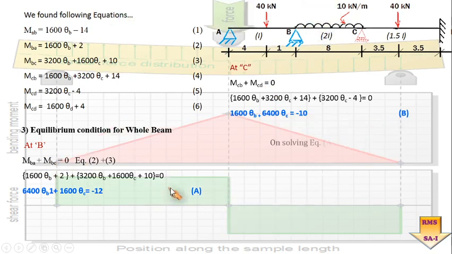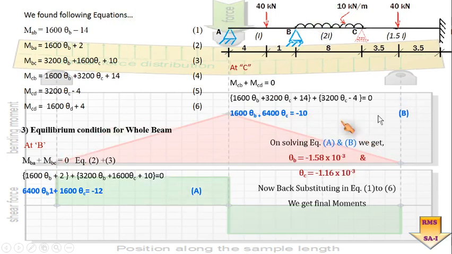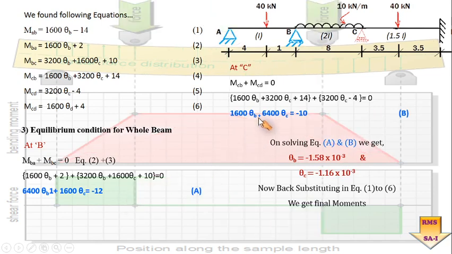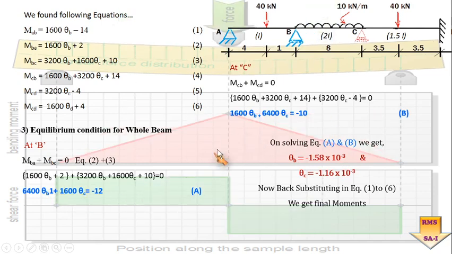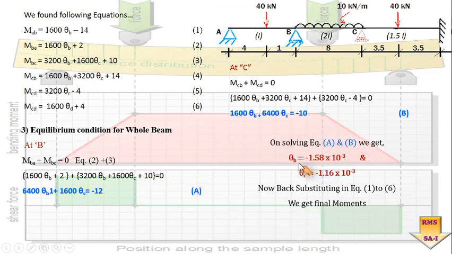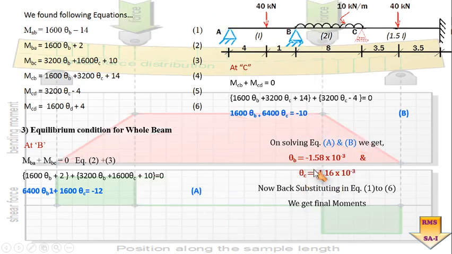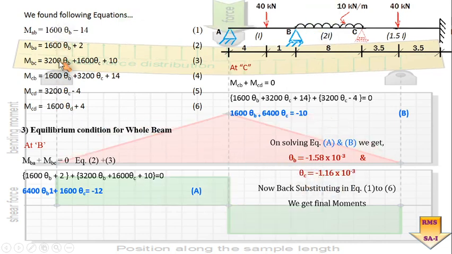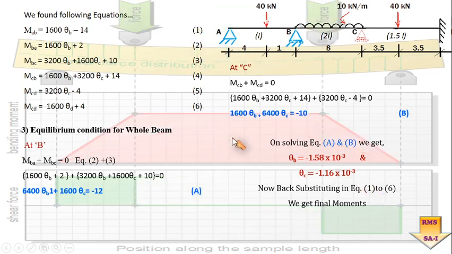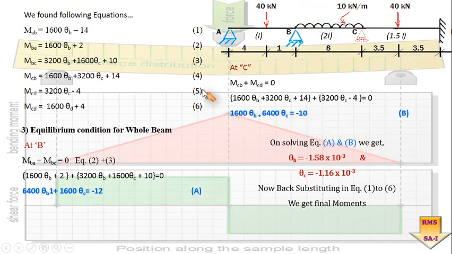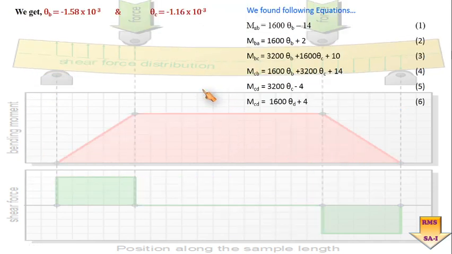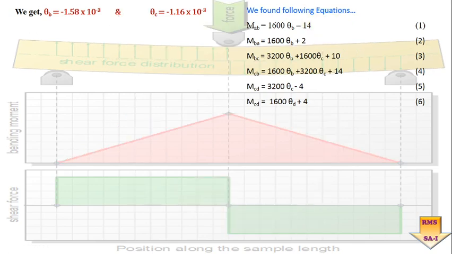So on solving equation number A and equation number B, which have only 2 unknowns, theta B and theta C, so 2 equations, 2 unknowns, solve them simultaneously and get a value of theta B and theta C. So after getting this value of theta B and theta C, which has always occurred in equation number 1 to equation number 6, simply substituting this value of theta B and theta C in equation number 1 to 6, you will be able to get a value of the final moment for that individual span.